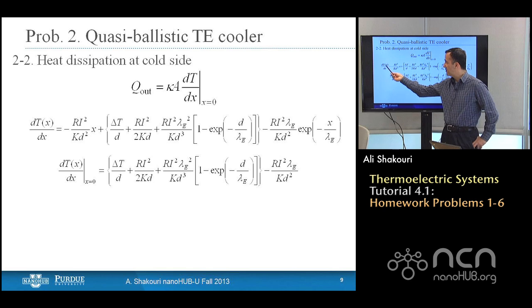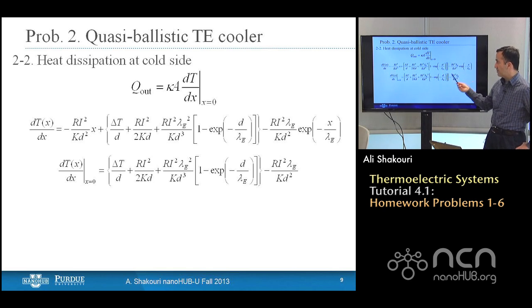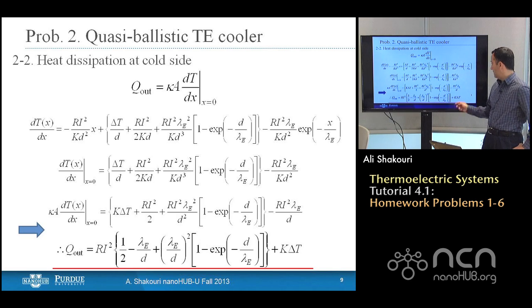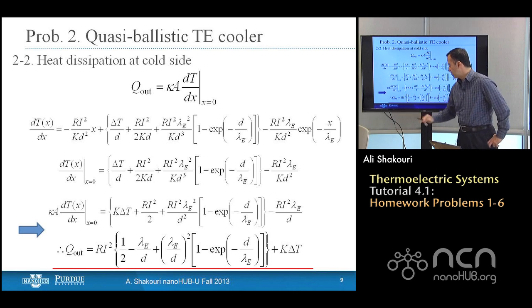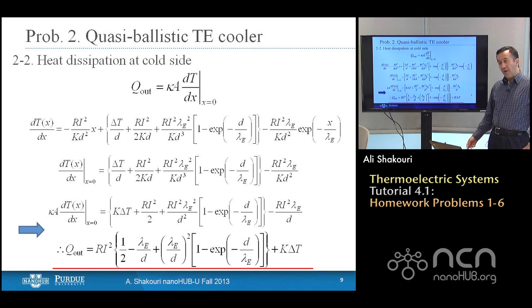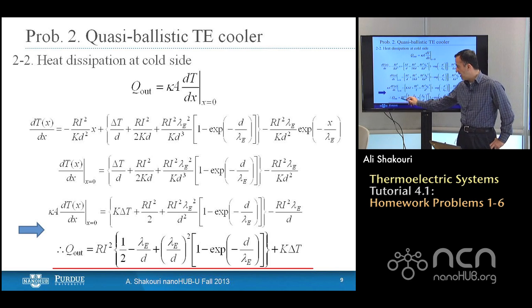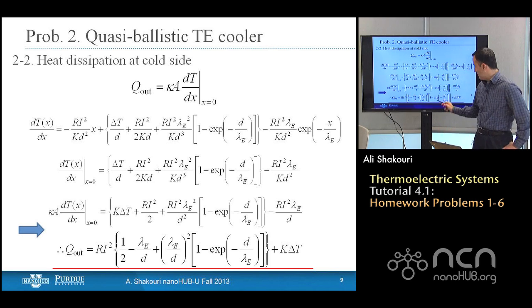From the previous page, we calculate dT with respect to x, which is a long expression. We put x equals 0. Some simplification could be done. You multiply by kappa A, and that's your Q out. So Q out for a ballistic thermoelectric is Ri square multiplied by this term plus K delta T. It's very similar to what you had for a diffusive device, but for diffusive all you had is 1/2.